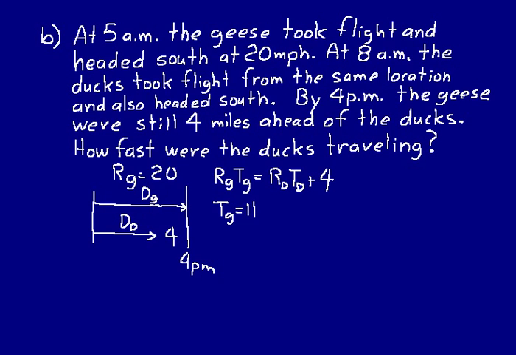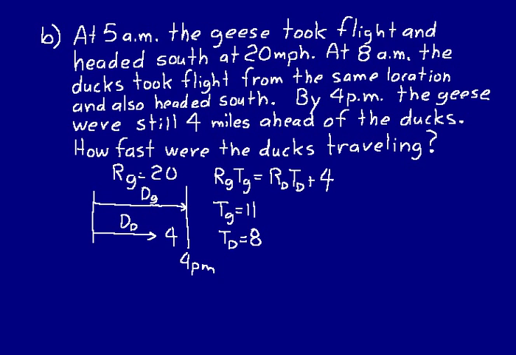And then the ducks, they left at 8, and we're comparing everything to 4 p.m. So from 8 to 4, they had been traveling for 8 hours at that time. So at that time, after 8 hours of travel by the ducks, they still had 4 miles to go to catch up with the geese. So we have 4 equations now and 4 unknowns. We can figure out how fast the ducks were traveling.